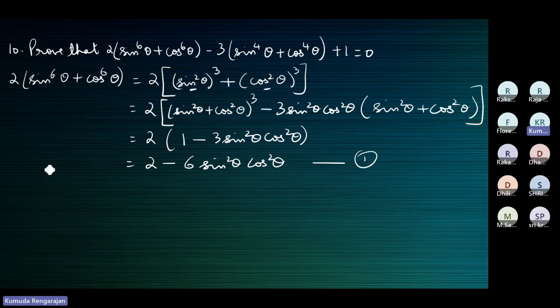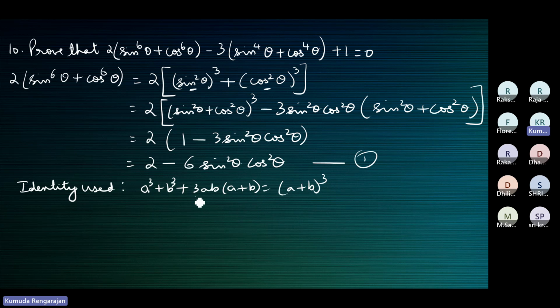So the identity we used here is this, the original one: a cubed plus b cubed plus 3ab into a plus b is equal to a plus b the whole cube. Now on transposing this, we get a cube plus b cube is equal to a plus b the whole cube minus 3ab into a plus b. This is what we have used here.